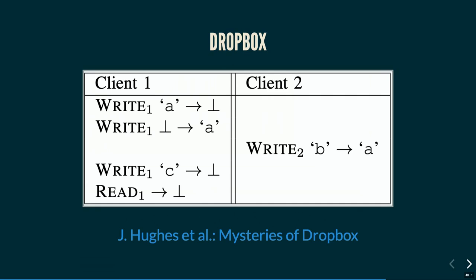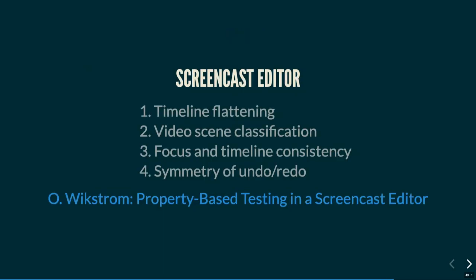And another client sees the A in the file, replaces it with a B. And then client one goes and writes C into the file that it previously saw to be empty. And then unfortunately, even though you can imagine that you should see either B or C in that file, Dropbox deleted it. So I think they fixed that bug now, but so it goes. Oscar Wickstrom has a couple of great, pretty recent blog posts on properties in a screencast editor that I highly recommend.